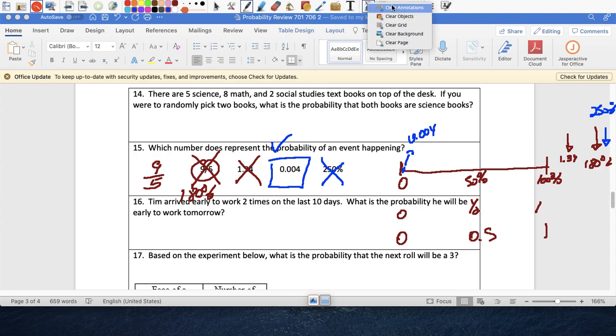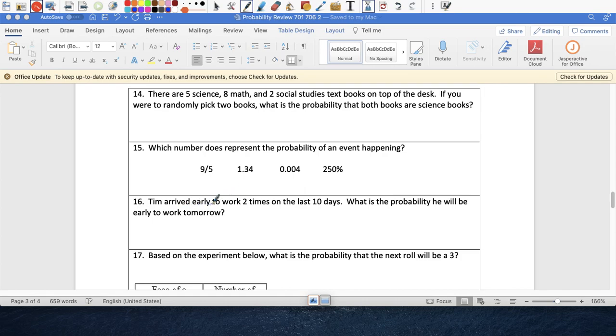Tim arrived early to work 2 times in the last 10 days. What's the probability he will be early to work tomorrow? So, early to work tomorrow. So there was an experiment, and here is your experiment.